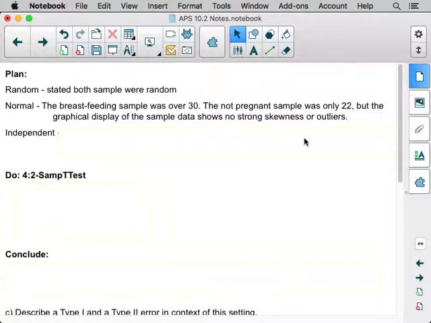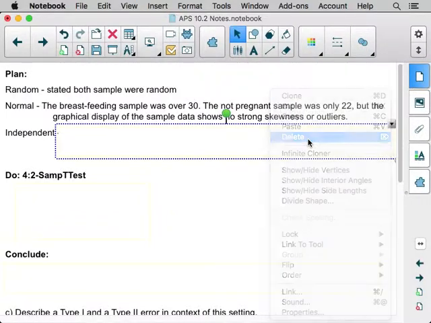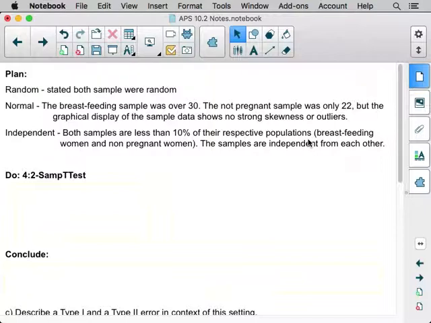All right, independence. What do we look for when we're sampling and we need independence? Less than 10%, yeah. So both of these samples are less than 10% of their respective populations, meaning breastfeeding versus not pregnant. And then we always want to state that the samples are independent from each other as well.